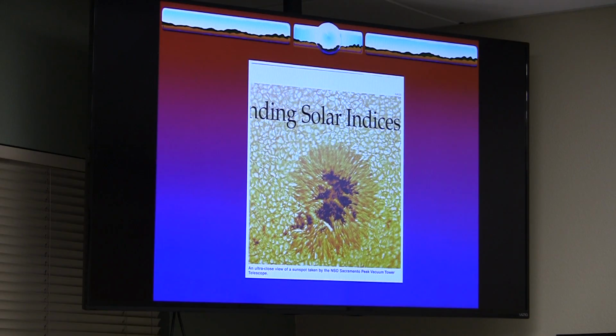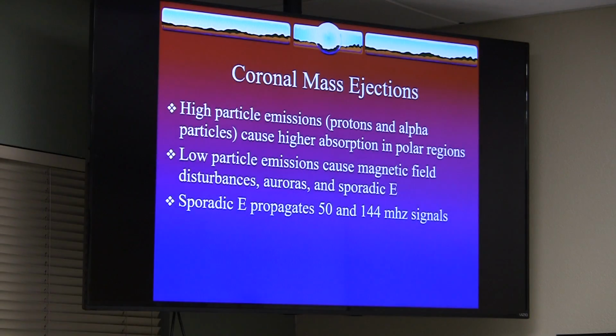So here's just a picture of a sunspot. This was taken with the NSO Sacramento Peak Vacuum Tower Telescope. But the one to look at now is the Solar Dynamics Observatory, and the other satellites have fantastic pictures. And that's all on the NASA website.